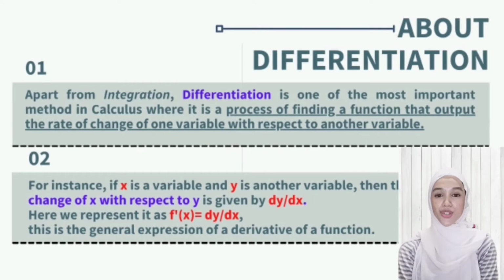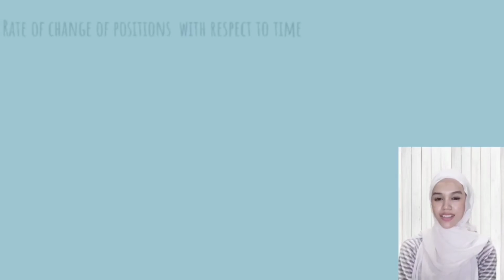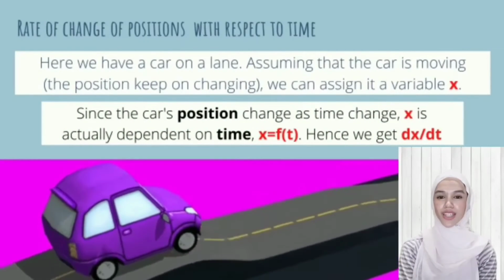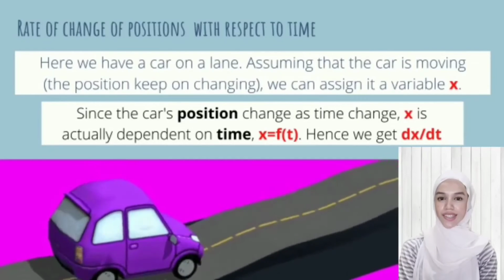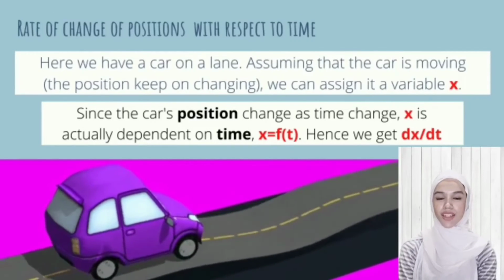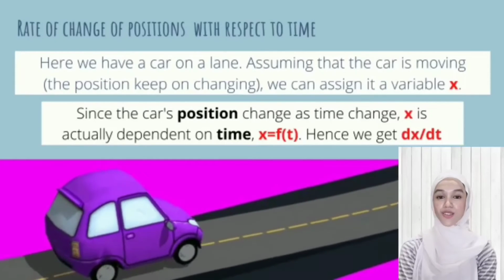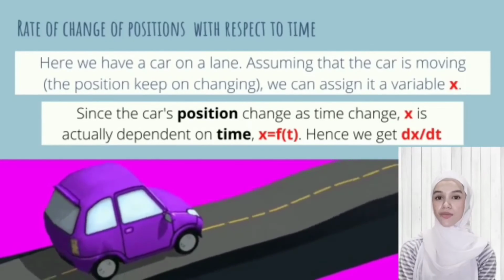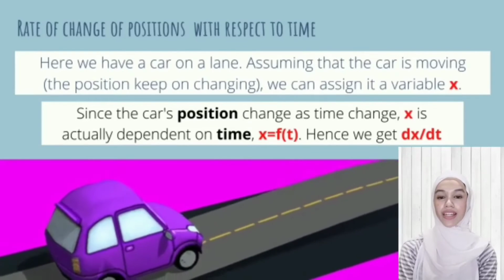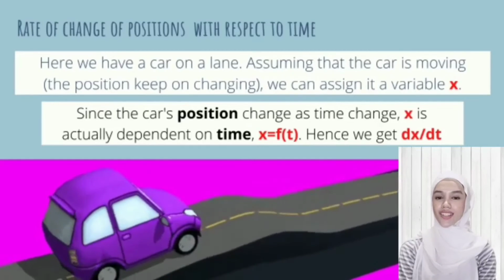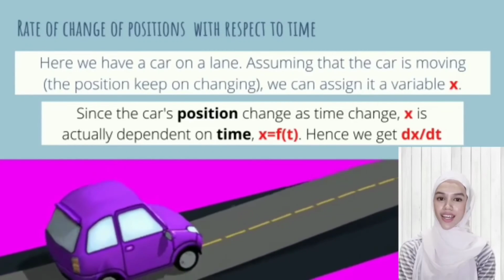Next, I will show one of the most common examples regarding the rate of change of a variable with respect to another variable, which is the rate of change of position with respect to time. So here, we have a car on a lane. Let's assume the car is moving, meaning the car's position keeps on changing. We can assign it a variable x.